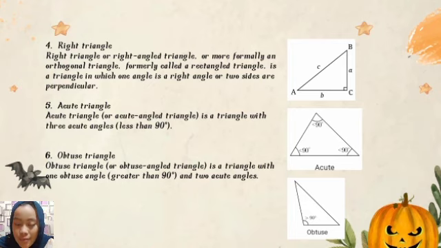Number 6 is obtuse triangle. Obtuse triangle or obtuse angle triangle is a triangle with one obtuse angle, or greater than 90 degrees, and two acute angles. There are three pictures of triangles: a picture of a right triangle, a picture of an acute triangle, and a picture of an obtuse triangle.